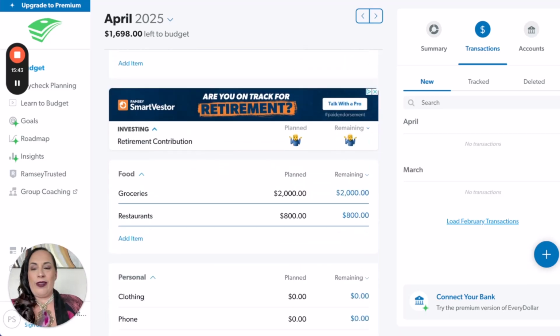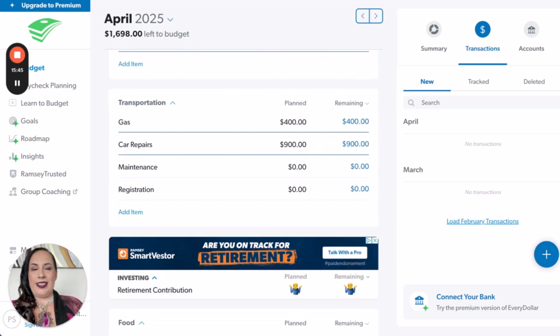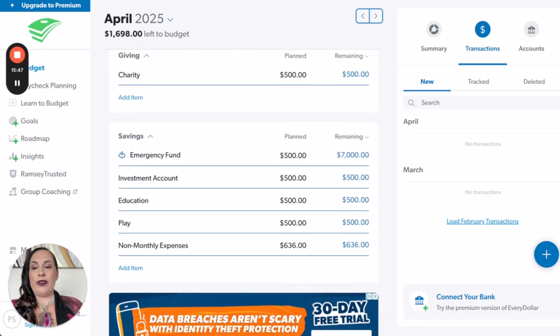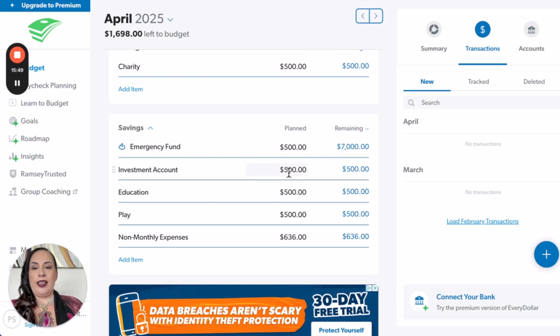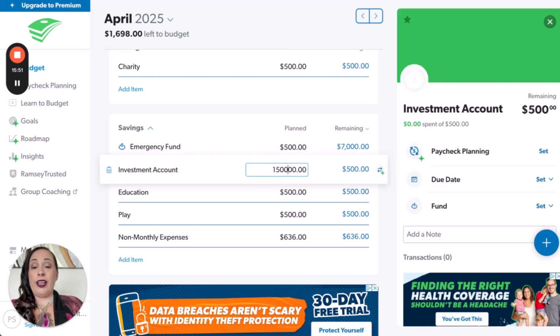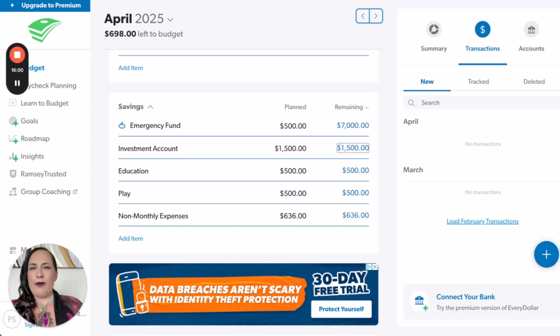So let's see. We haven't put in miscellaneous yet. We might be able to save a little bit more. So maybe we could put $1,500 into investments instead, and that would leave us with $698. Okay, so maybe the non-monthly is more than I thought.